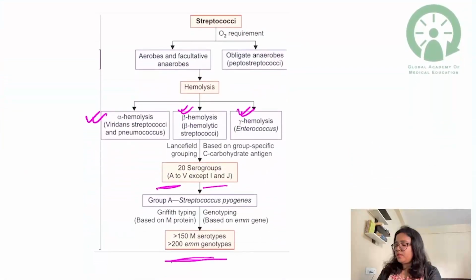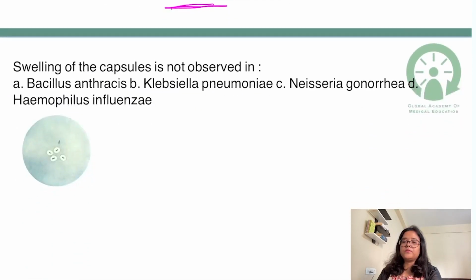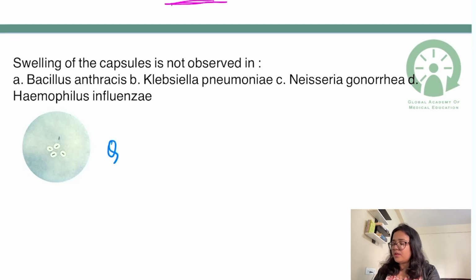We move on. So the second question we have is: swelling of the capsule is not observed in. There are four options: Bacillus anthracis, Klebsiella pneumoniae as the second option, Neisseria gonorrhoeae, and Haemophilus influenzae. So what are we seeing in this image? This reaction is known as the Quellung reaction.